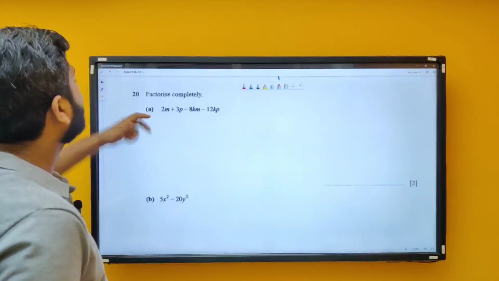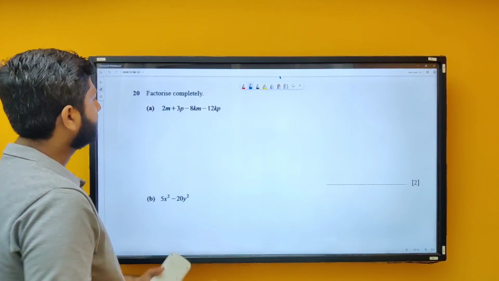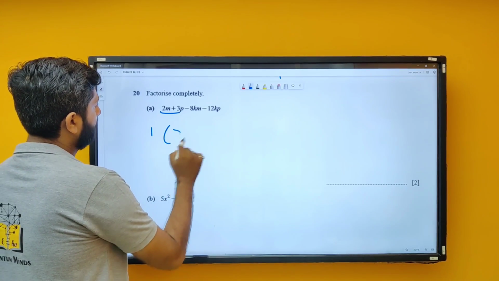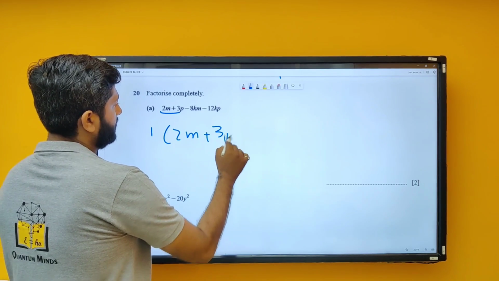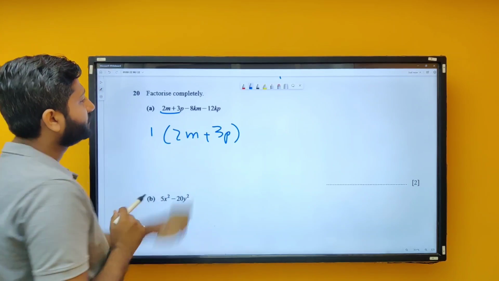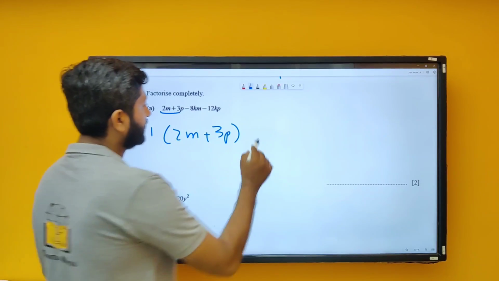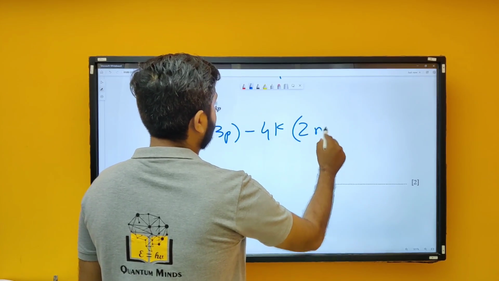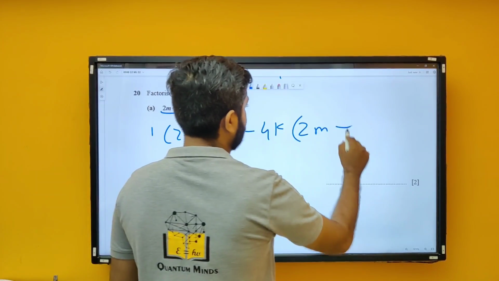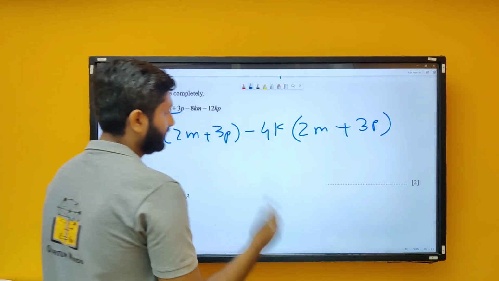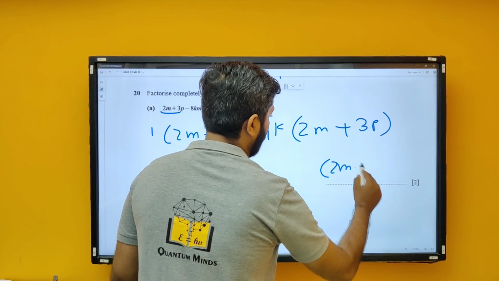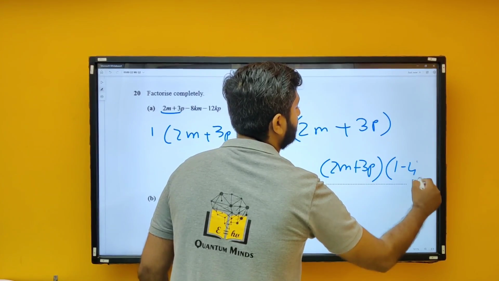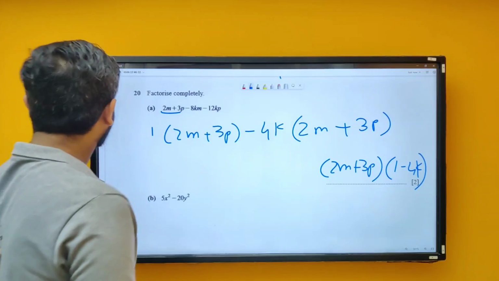Next, I have to factorize this completely. Okay, so let me factorize it completely. Can I take anything common here? No, I can't. So 1 is common. From here, can I take anything common? I think yes, both are multiples of 4 and k is also common. So minus 4k common. So I think I'll be left with 2m, and here similarly 3p. So I can write this as 2m plus 3p, again common, into 1 minus 4k, right?